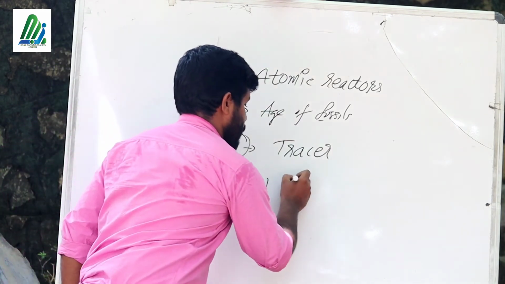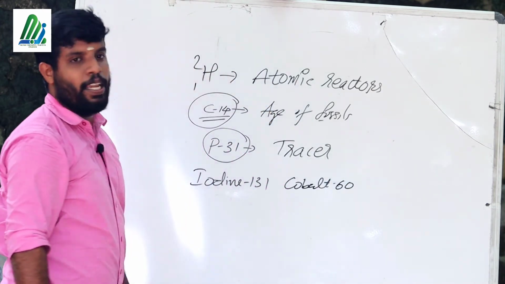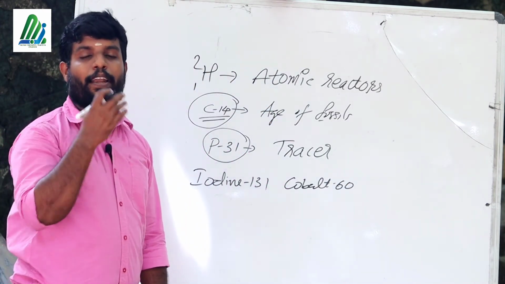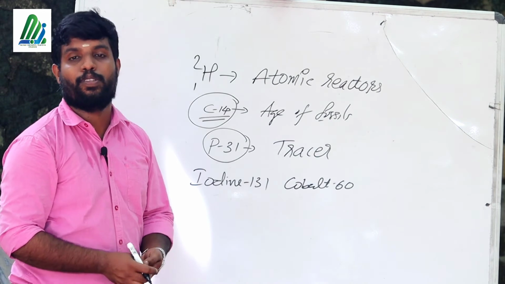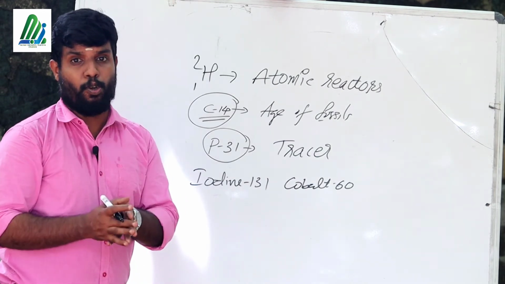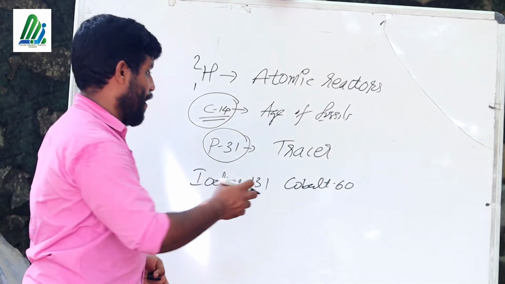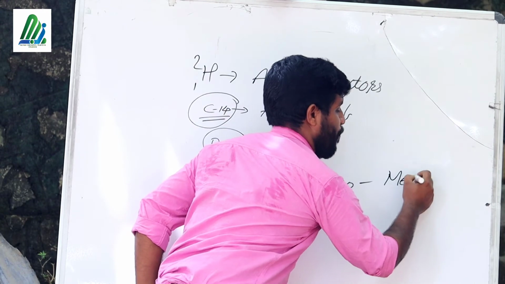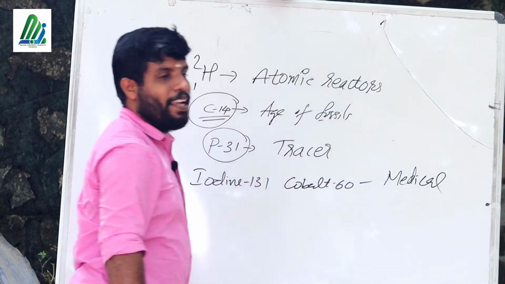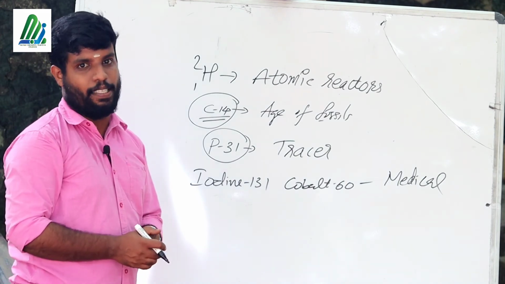and cobalt 60. Iodine 131 and cobalt 60 are used for identifying tumor or cancer like diseases, especially for medical purposes. So these are used for the diagnosis and recognition of cancer and tumor like diseases.